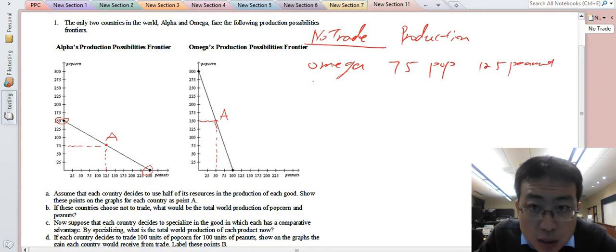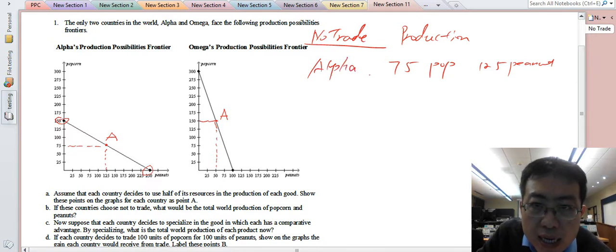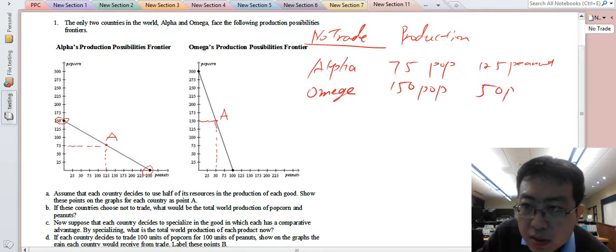And then for, oh, I'm sorry, this should be alpha. Sorry, guys, my bad. So this should be, erase. Okay, so alpha. So alpha will produce 75 popcorn and 125 peanuts. And then for omega will produce 150 popcorn and 50 peanuts.